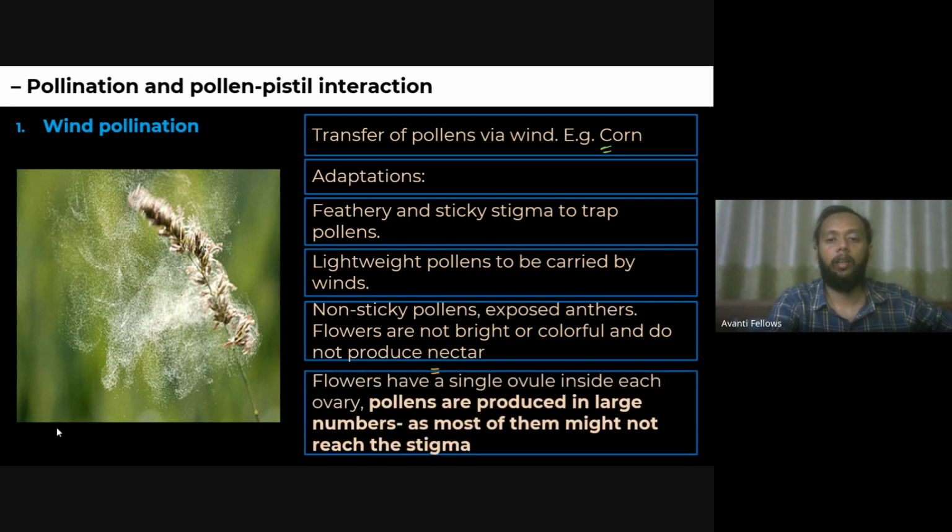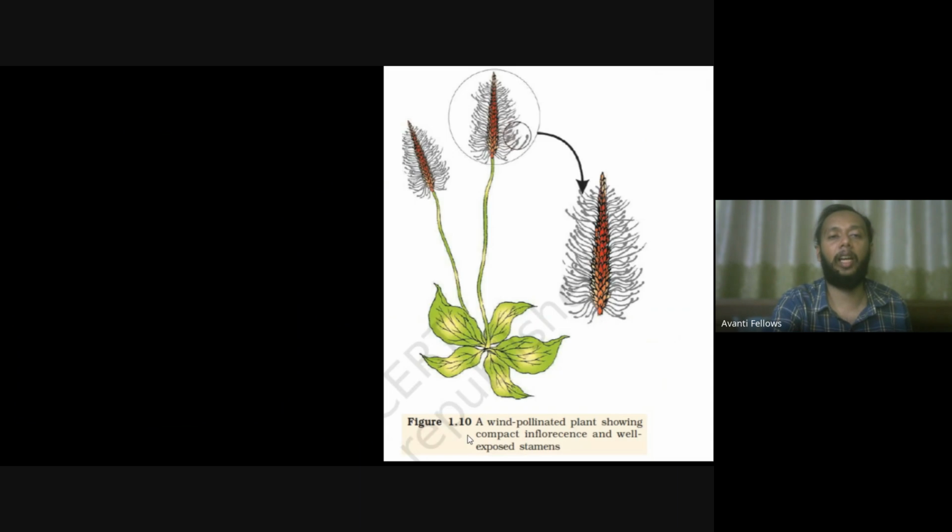Flowers have a single ovule inside each ovary. Pollen are produced in a large number as most of them might not reach the stigma. See, you're making a large number of pollen because you know as a plant that many of them will not even reach a destination, right? Many of them will cause allergic reaction but not reach a destination. So they have been produced in a very large number. So that is something you have to know about wind pollination. That is anemophilous kind of plants, right?